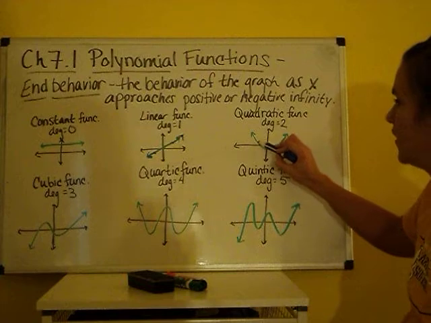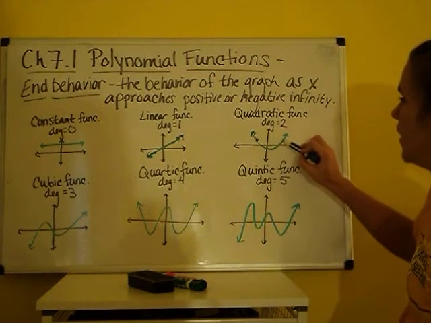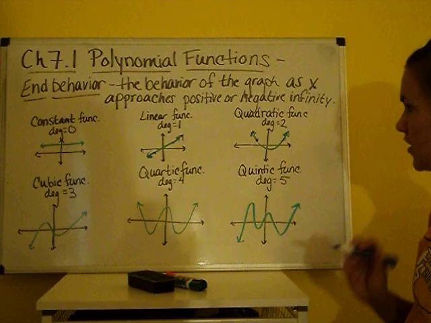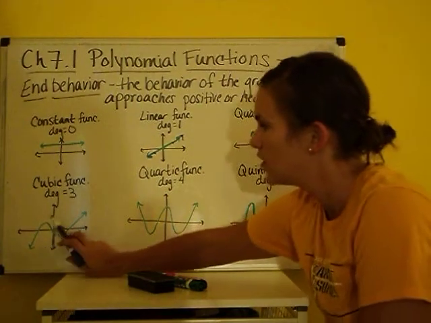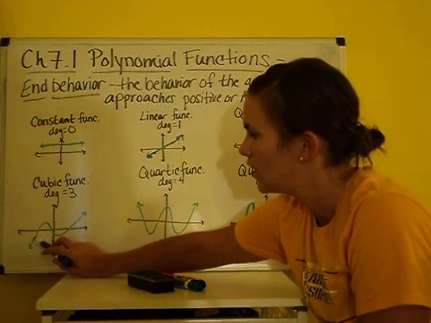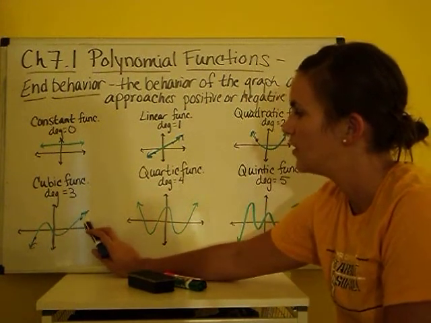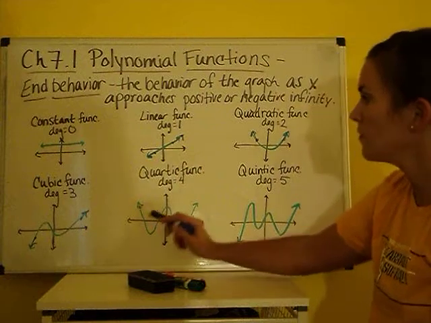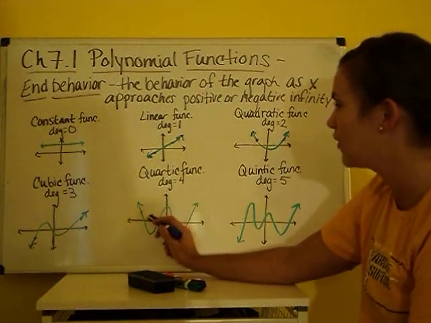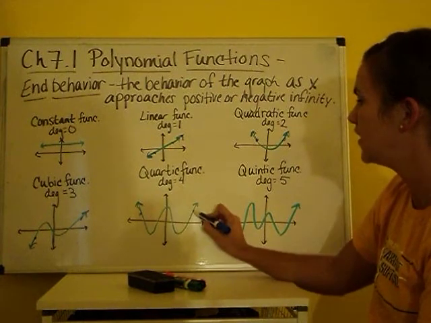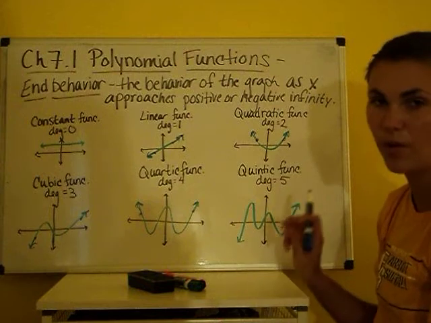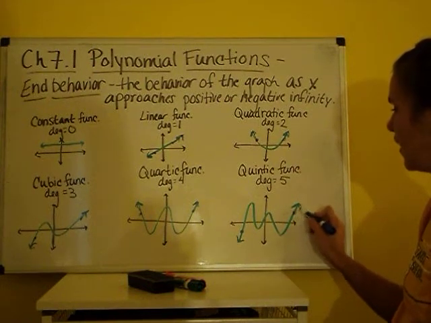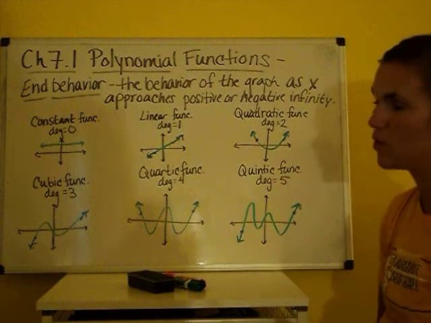Here on the quadratic, both end behaviors are going towards positive infinity. We're going in a positive direction. If we look at cubic, which is your general cubic function, again we have one going to negative infinity and the other going to positive infinity. If you look at the quartic function, or degree 4, we have this one going to positive infinity and this one going to positive infinity. So both are going to positive. And last but not least, we have our quintic, which is degree 5, and one is going to negative infinity and the other is going to positive infinity.